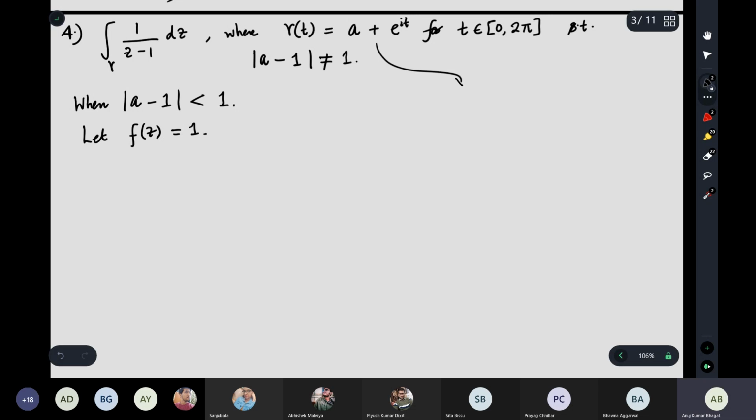This curve is nothing but what I have written here, a circle centered at a and radius 1, and I want to know whether 1 is inside this circle or not. So just put z equals 1. So |1 minus a|, and by the given condition this is less than 1. That means the point 1 lies interior to this circle. So is my justification clear? Yes.